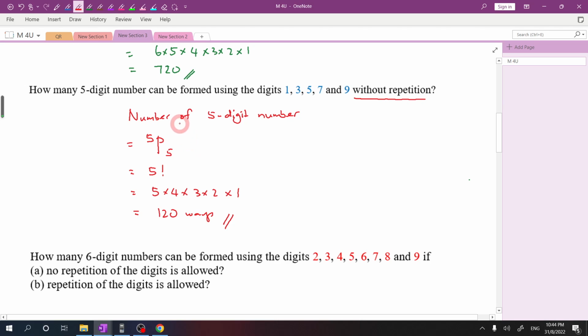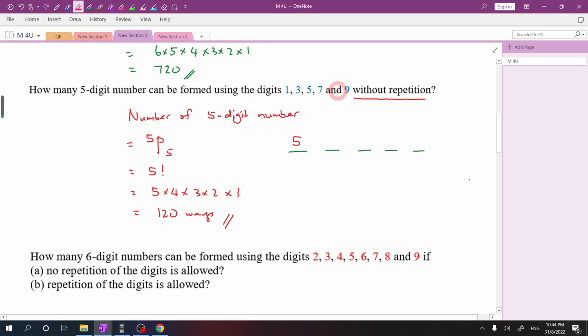This question, some students want to do it another way. So let's say you can do it this way also. We want 5 digits, right? So I just draw 5 empty spaces here. Try to think, without repetition means that every digit I can only use one time. For the first empty space here, how many digits do I have to fill in here? It can be 1, 3, 5, 7, 9, right? I have 5 choices.